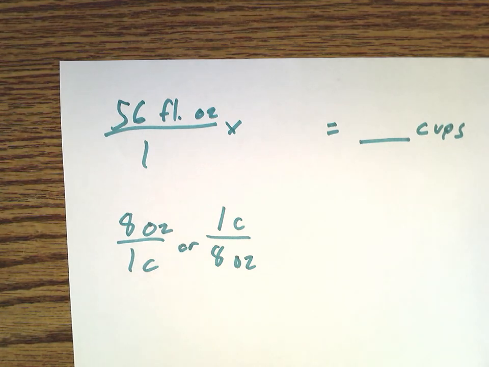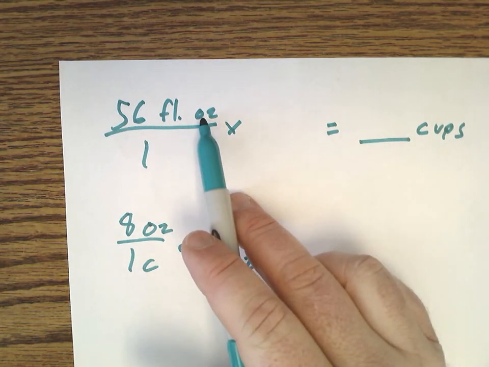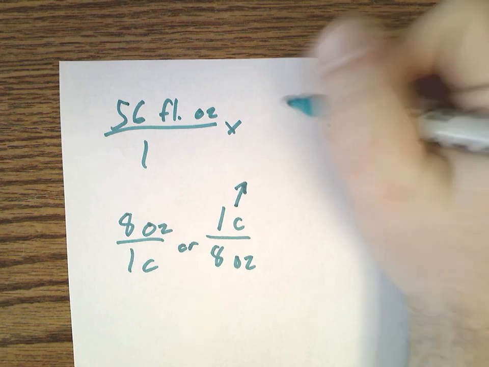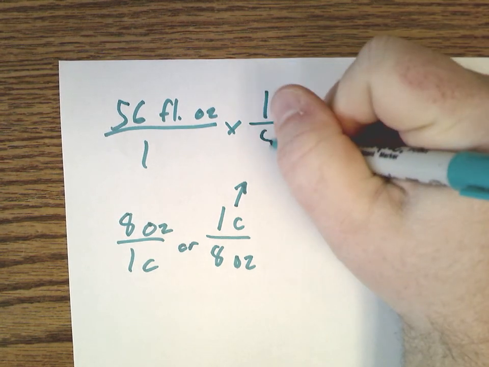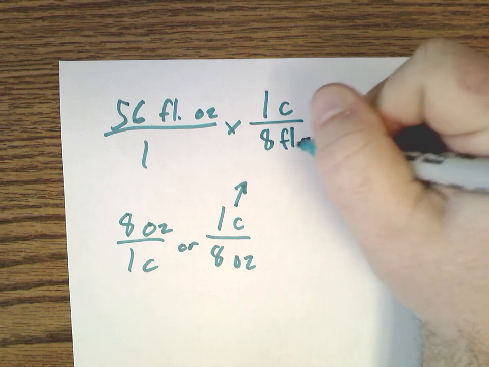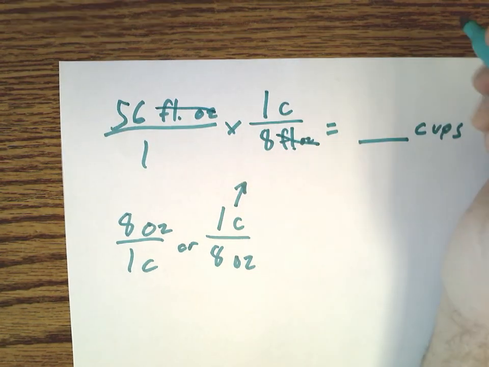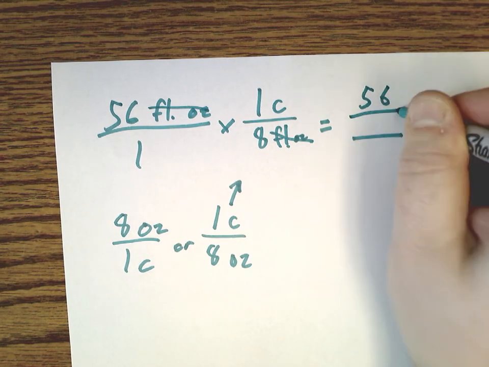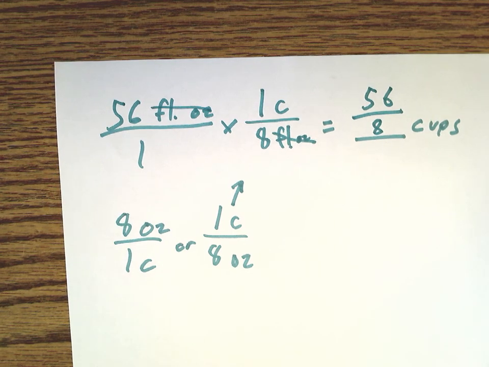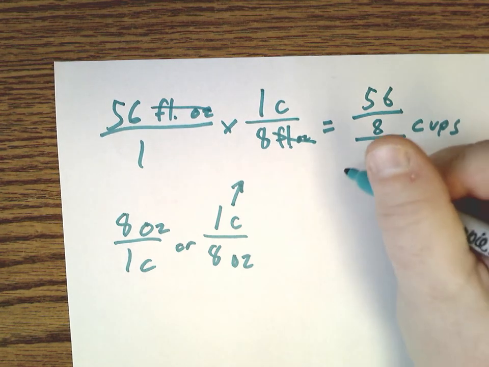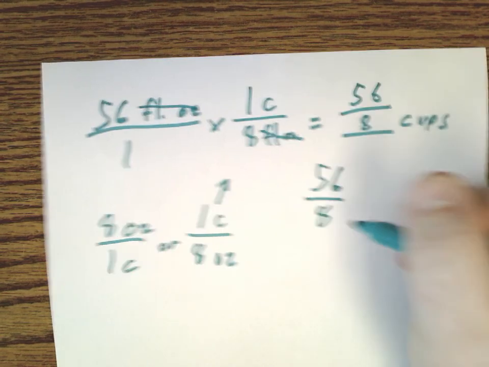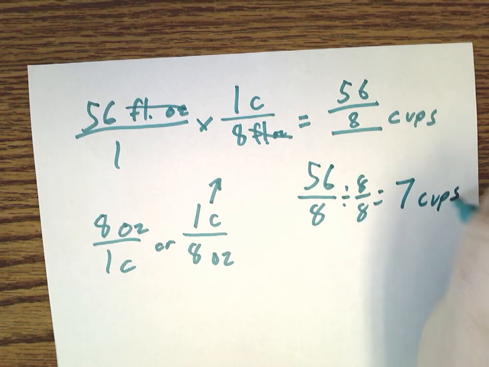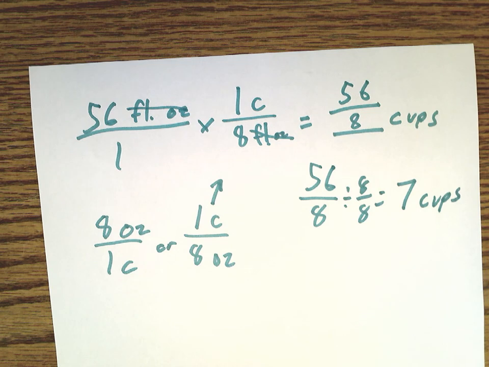We need to have ounces in the denominator, so we can cancel out these units and leave us with cups in the numerator. So this is the ratio of choice for this problem. That would be times 1 cup over 8 fluid ounces. Fluid ounces divided by fluid ounces cancels out. That gives us 56 times 1, and then 1 times 8. So 56/8 cups, which obviously needs to be simplified. So we're going to divide by 8 over 8, and that would give us 7 cups if we start with 56 fluid ounces.